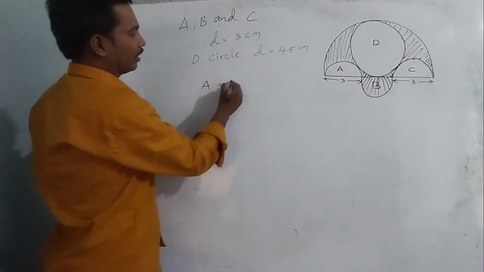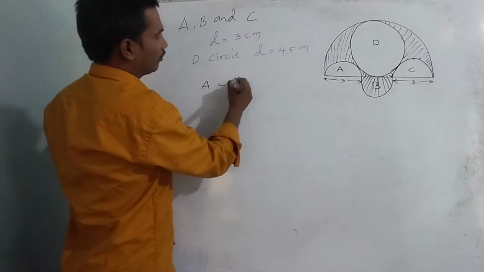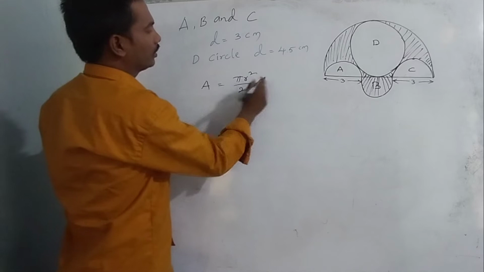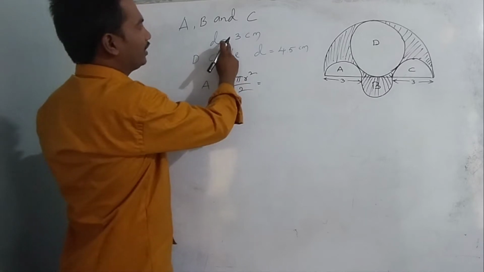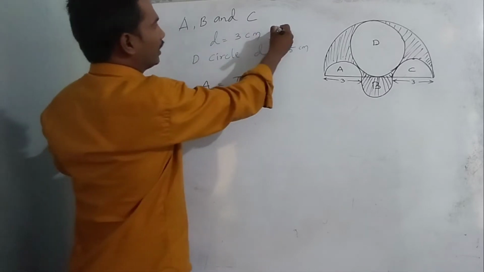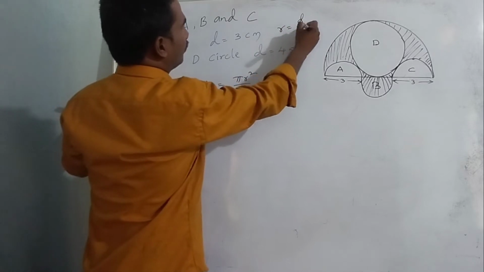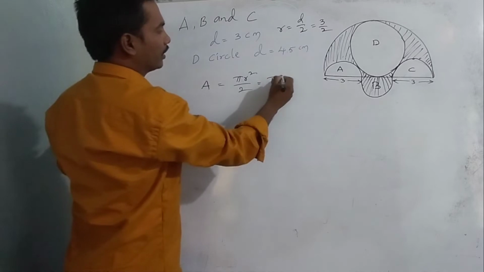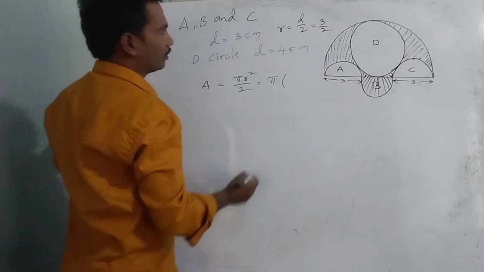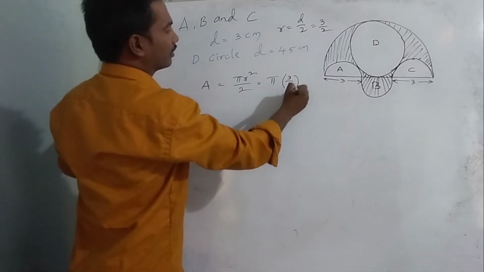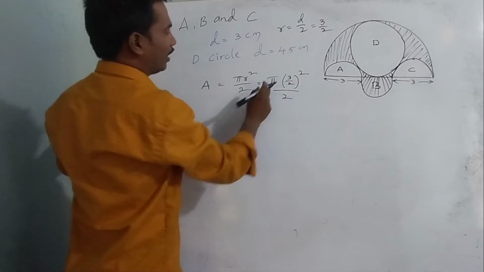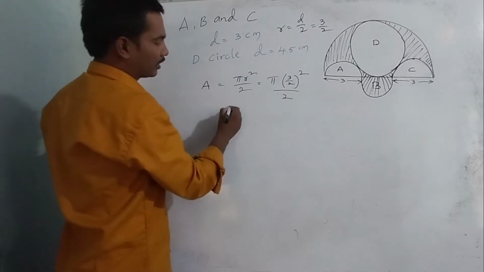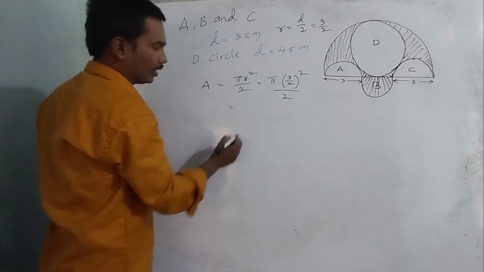The area of a semicircle is pi r square by 2. So here the r value: the diameter of circle A is d, then radius r is equal to d by 2, that is 3 by 2. So substitute the r value here, 3 by 2 whole square by 2. Why I am not taking the pi value: because there is no easy cancellation of terms, that's why I am taking the pi value directly.